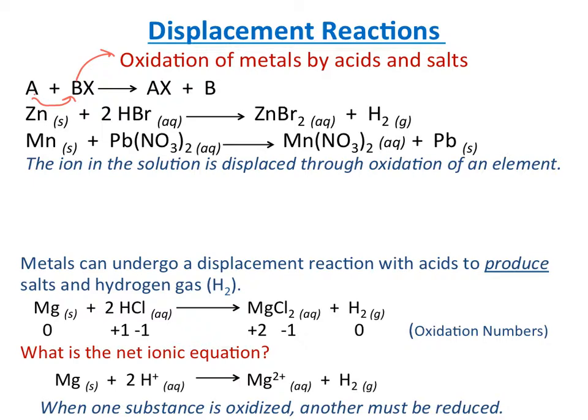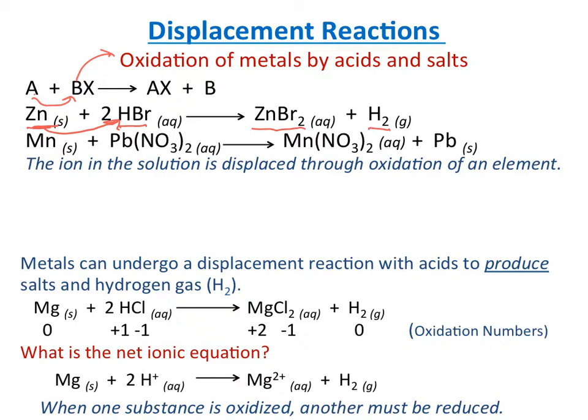We can also have oxidation of metals by acids or salts. We could have zinc, which is in its elemental form, which means it's a solid, and it reacts with an acid such as hydrobromic acid. Zinc is going to kick out hydrogen, forming a salt, zinc bromide. The zinc combines with the bromide, and we produce hydrogen gas. Anytime we kick out hydrogen, we form hydrogen gas, back in its elemental form.